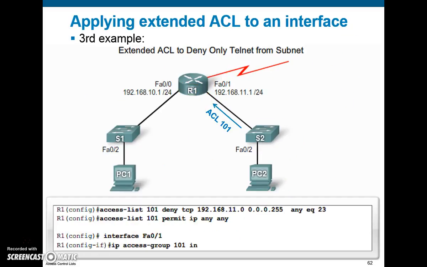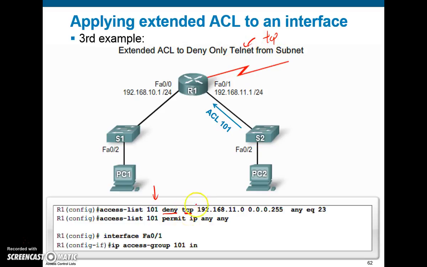Let's look at a third example of extended ACL. This extended ACL is to deny telnet from one particular subnet. That means I will not allow any PC in this subnet to telnet to anywhere. So here again is an extended access control list. I'm going to deny. Telnet is a TCP protocol.